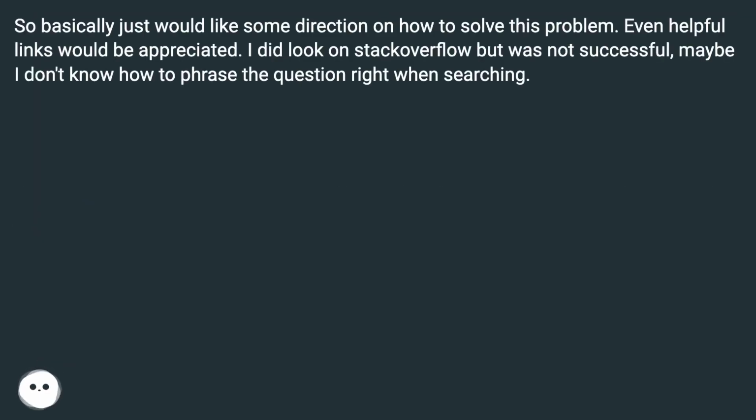So basically I would just like some direction on how to solve this problem. Even helpful links would be appreciated. I did look on Stack Overflow but was not successful. Maybe I don't know how to phrase the question right when searching.